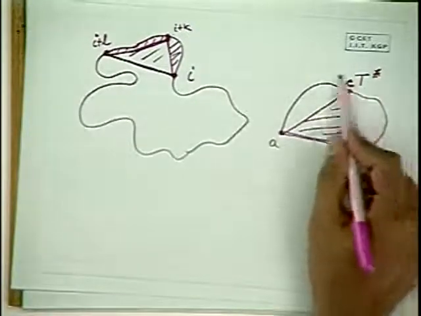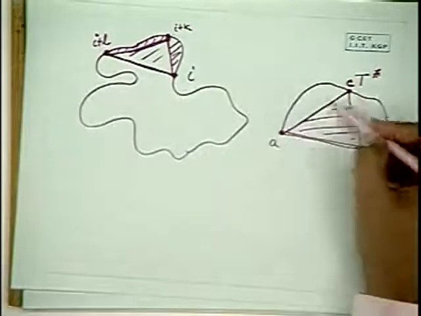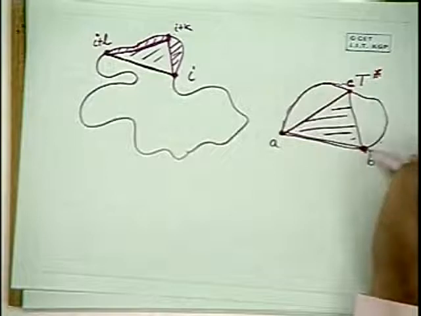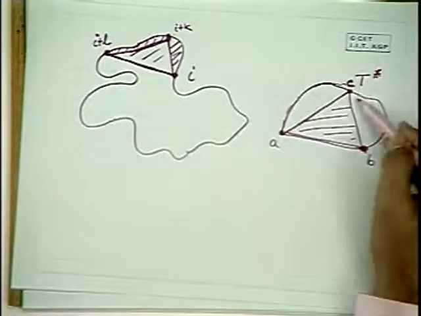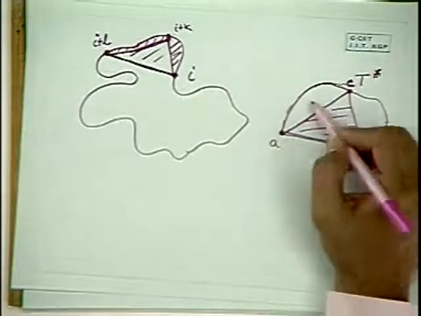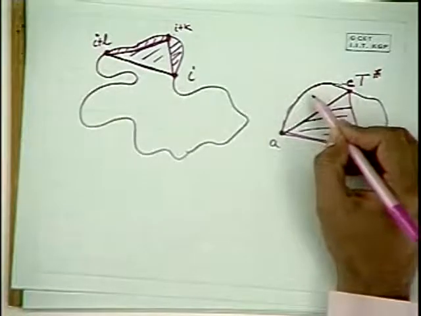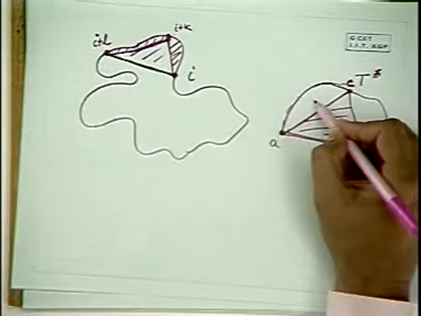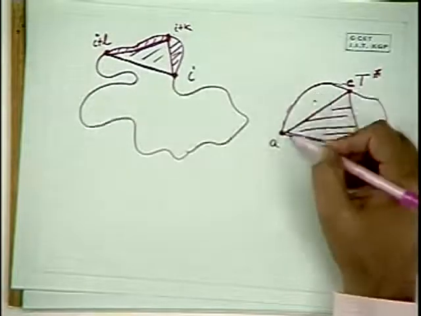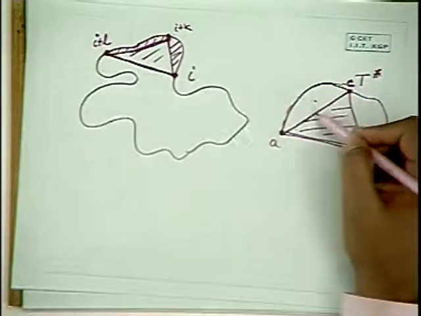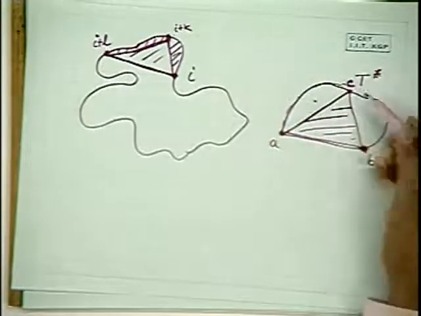Now that triangulation T star must have a triangulation of AC and this part, and also a triangulation of this part. Now what I am claiming, the triangulation of AC, this part, must also be optimal. Otherwise, you could have taken another triangulation of this part which will be better. But you already took T star to be the optimal triangulation.